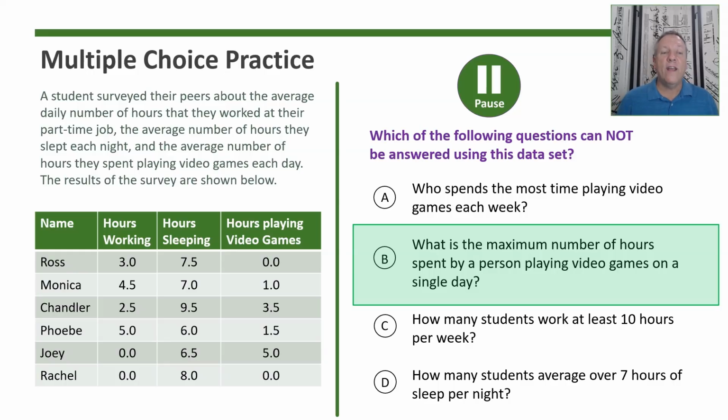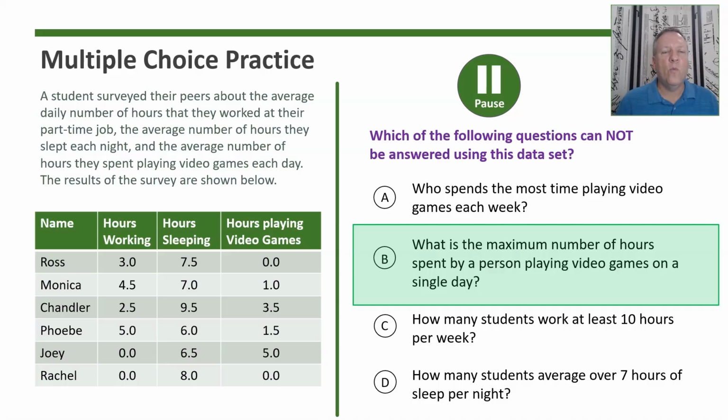What about C? Can you determine how many students work at least 10 hours per week? Well, we know how many hours they work per day, and we want to then maybe multiply that by 7 and see on average how many of those students work at least 10 hours. And then can we see how many students average over 7 hours of sleep per night? Sure, we can look at all the ones in that column to see the ones that are greater than 7.